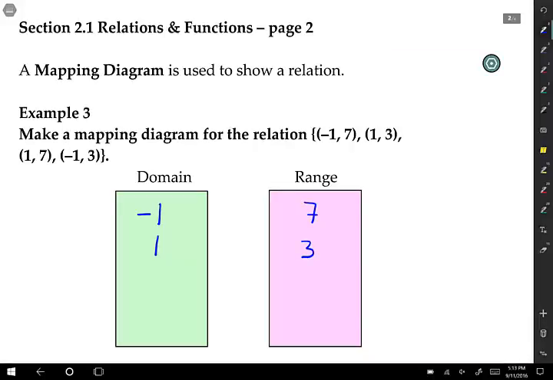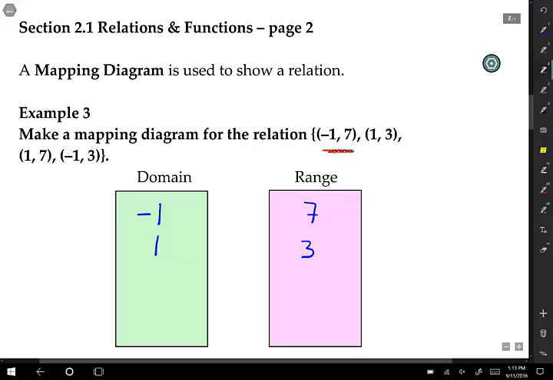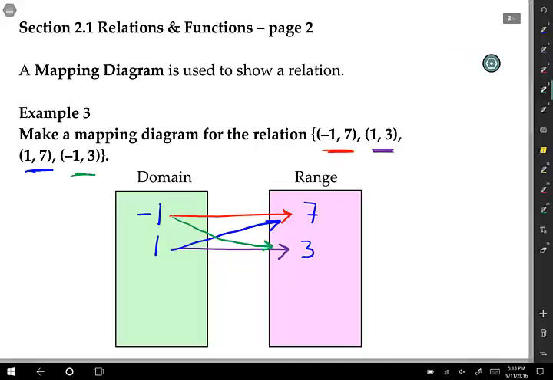Now we're going to do the mapping process. I'm going to underline this one in red, and so -1 has an input of -1 and an output of 7. I'm going to underline this one in purple. 1 goes to +3. And underline this third one in blue. 1 also goes to +7. And lastly, I'm going to underline this one in green. -1 goes down to +3. So we've mapped these using arrows saying, hey, these are our inputs, these are our outputs. But notice in our domain and our range, we've only listed each point once, even though they both repeated twice. That's how you do mapping.